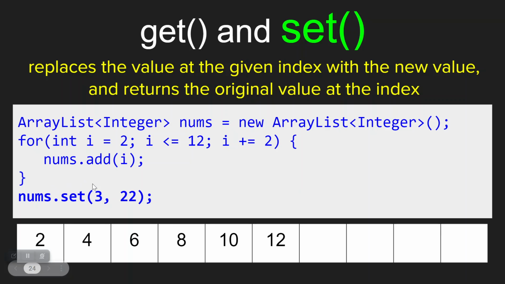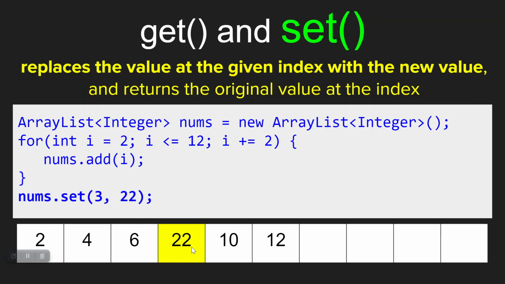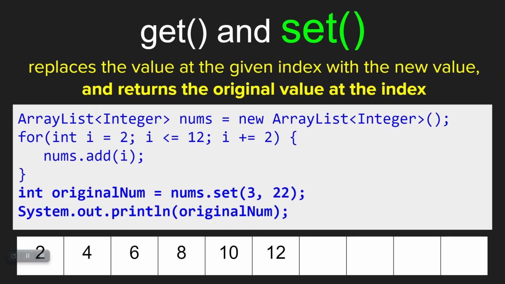So if I did nums.set(3, 22), it's going to go into my ArrayList and find index 3. So 0, 1, 2, 3. That's right here where 8 is. And it's going to replace it with 22. So there you go. Notice that the size of the array did not change when you called the set method. All it does is go to the index and replace it. So that replaces the value at the given index with the new value, and again, does not impact the size of the array. But it also returns the original value at the given index.